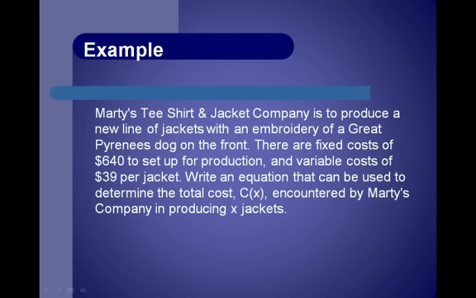Marty's T-shirt and jacket company is to produce a new line of jackets with an embroidery of a Great Pyrenees dog on the front. There are fixed costs of $640 to set up for production and the variable cost of $39 per jacket. Write an equation that can be used to determine the total cost, C(x), encountered by Marty's company in producing x jackets. Our function is C(x) equals the rate per jacket, $39, times the number of jackets, plus the initial setup cost of $640. This is a function we could use to calculate the cost of any number of jackets.